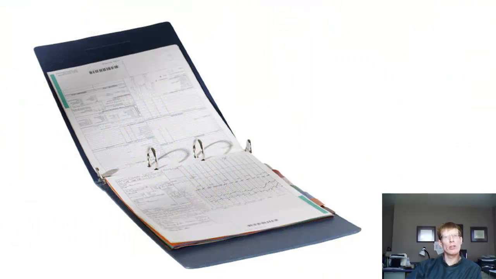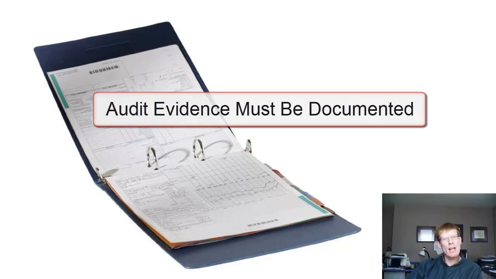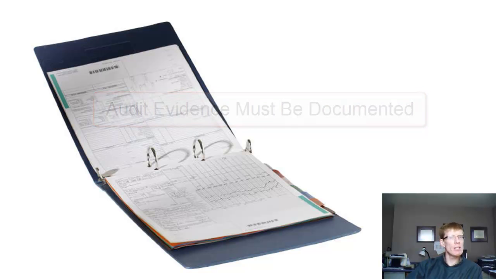In this lesson, we're going to learn all about audit evidence. Audit evidence is the stuff we gather as auditors to support our opinion on the fairness of presentation of the financial information prepared by management. Audit evidence must be documented. Audit evidence must support risks at the assertion level.